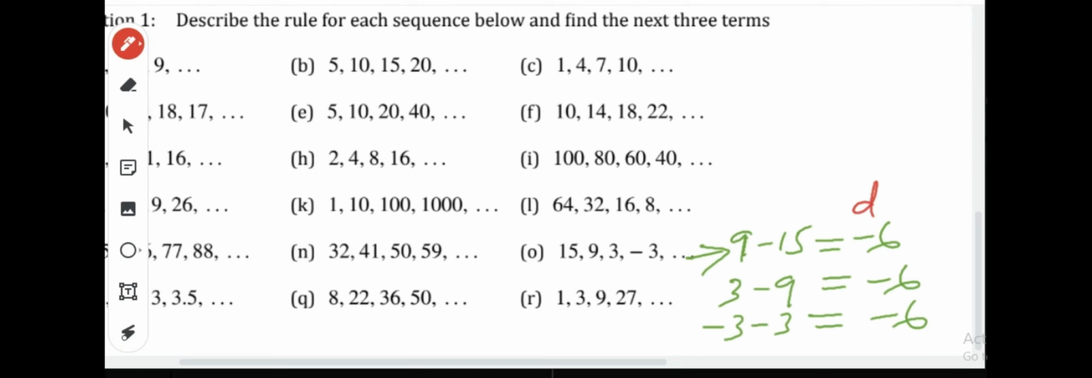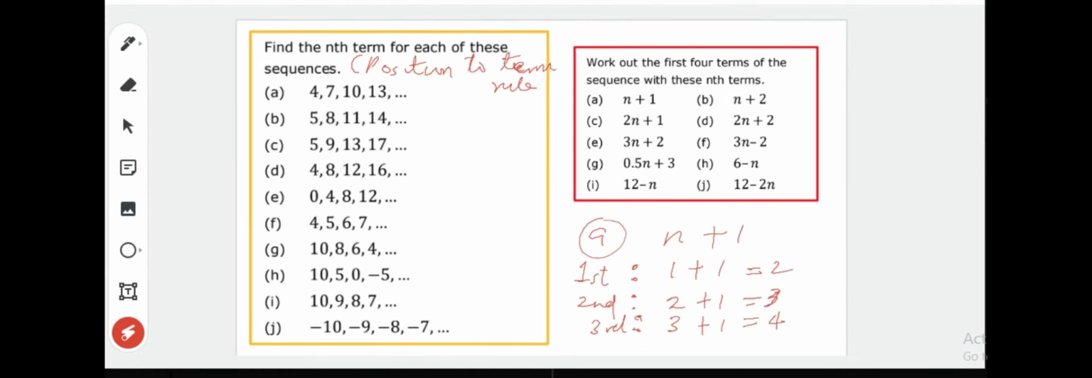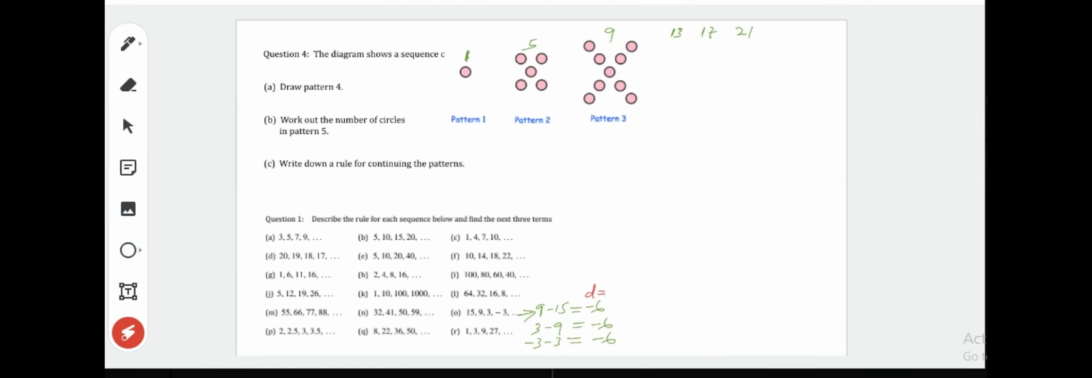So the common difference is D, which we're going to use to get as many terms as possible. 15, 9, 3, minus 3. The next one will be minus 6. No, sorry, the term to term rule is minus 6. So minus 3, then minus 6, that will be minus 9. The next one will be minus 9 minus 6, that will be minus 15, and so on. So that's basically it.